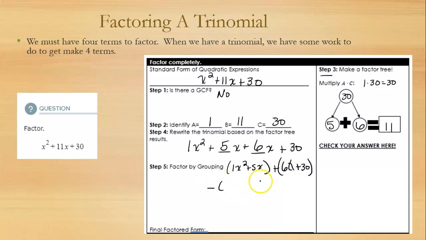Now I'm taking out the GCF from each group. 1x squared and 5x have a GCF of x. This leaves me with 1x plus 5. 6x and 30 have a GCF of 6. 6x divided by 6 is x. 30 divided by 6 is 5. These are matching as they should be, so my final factored form is x plus 5 times x plus 6.